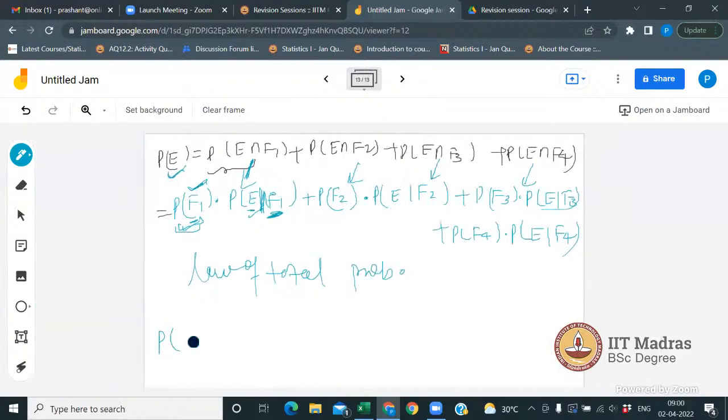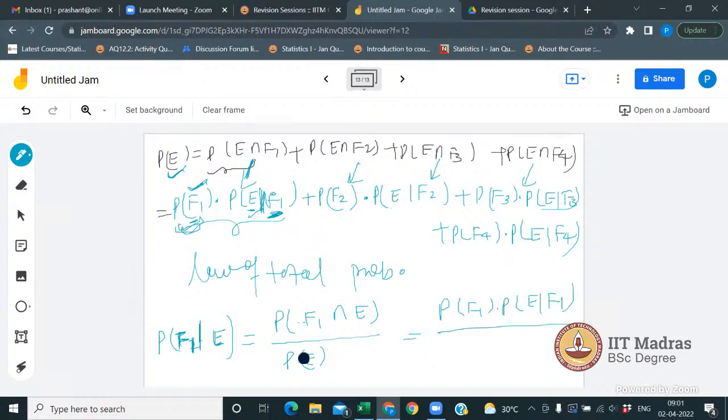Suppose I'm saying event E has occurred. What will be the probability that it occurred in F2 or F1, for example? Try to understand. Event E has occurred already. What is the probability of F1 occurring? It means probability of F1 and E divided by probability of E. Yes, sir. And you know how you can calculate F1 and E? And what is the probability of E? It is the summation over i of probability of Fi into probability of E given Fi. This is nothing but the Bayes theorem.